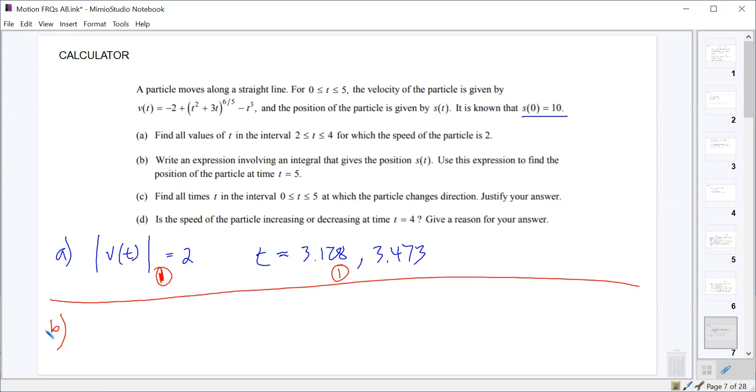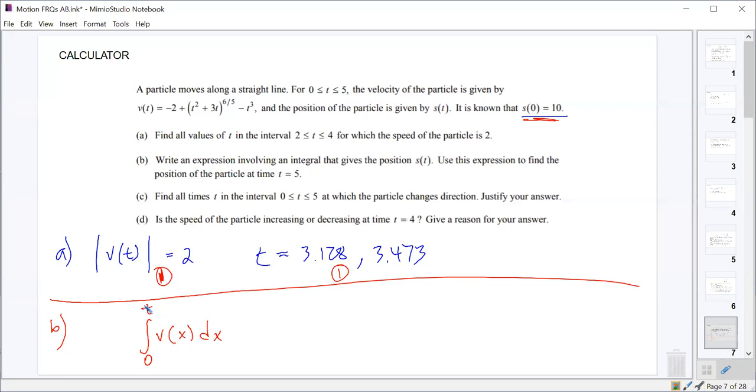All right, part B: write an expression involving an integral that gives the position s of t. Remember that position is the integral of the velocity. We want the position at any time t. So we're going to integrate from 0, where we know our initial condition, to t of our function. Note that I know this is v of t, but I wrote it as v of x dx. You could choose any variable in here, but make sure it differs from the variable t in your upper limit. Otherwise, things become a mess.